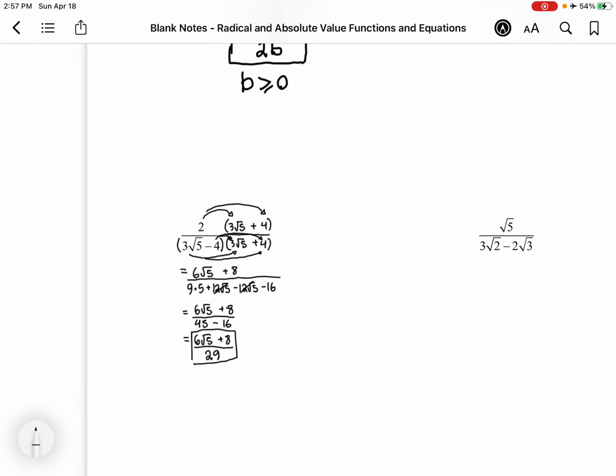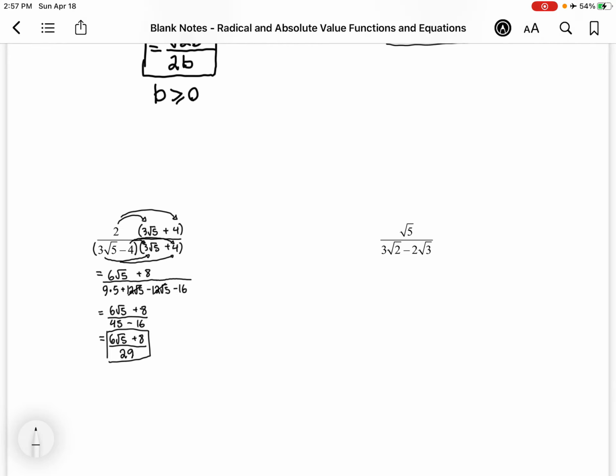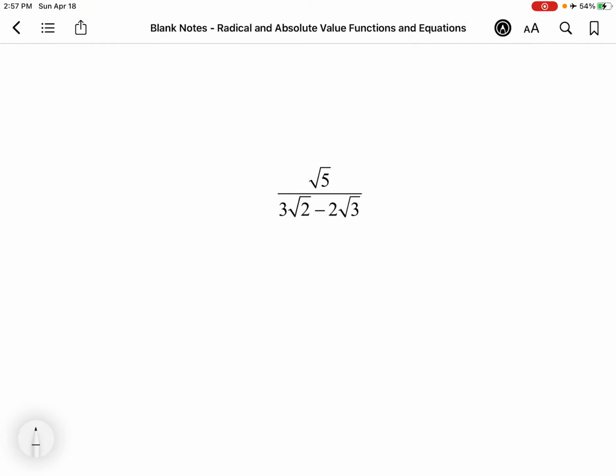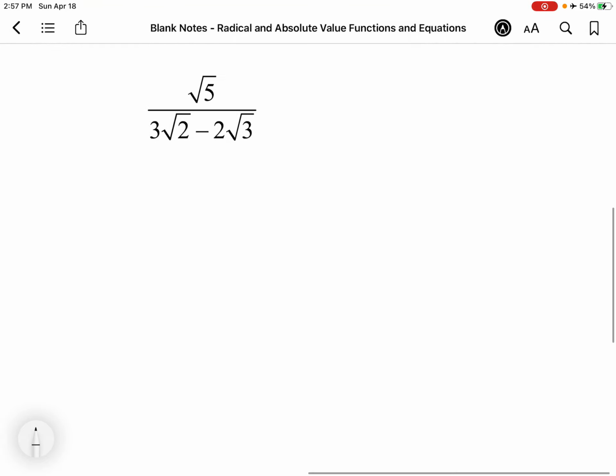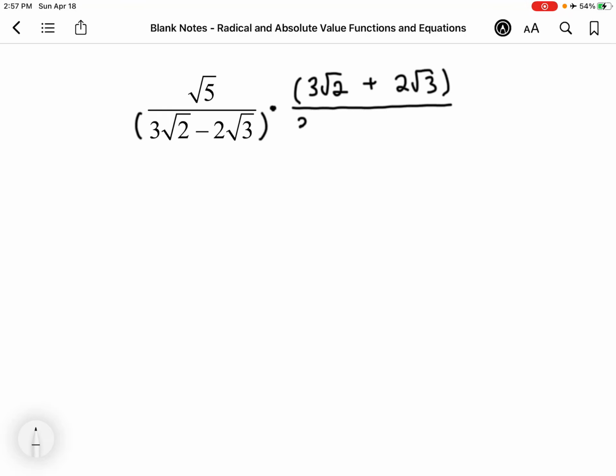Okay, so that's that one. Here's another one. Okay, so here again, multiply by the conjugate. In this case, the conjugate of the denominator is 3 root 2 plus 2 root 3 over 3 root 2 plus 2 root 3.